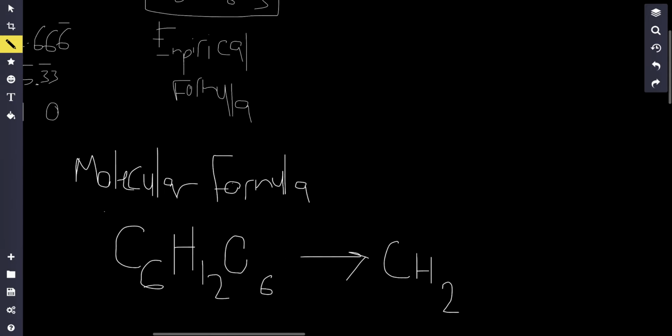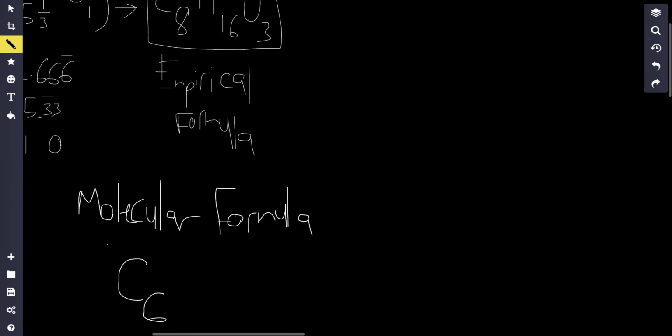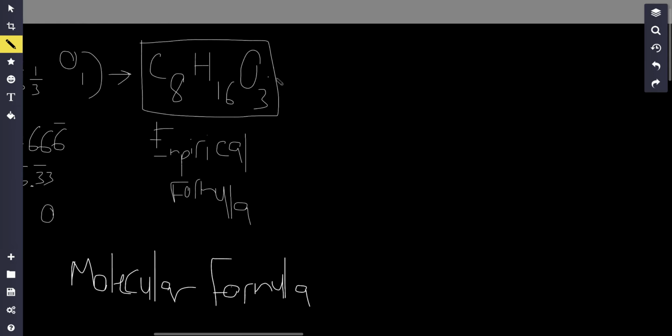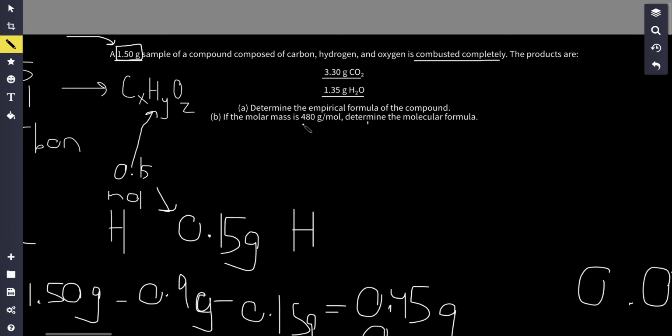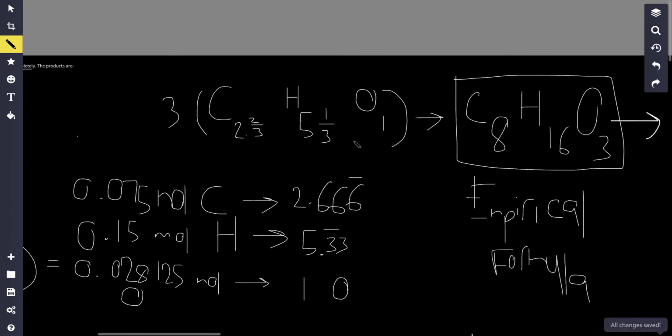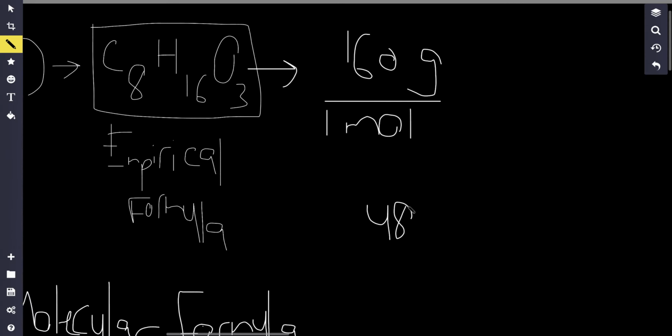So in this case, what we're going to do is calculate the molar mass for our empirical formula. And let's see what we find out. 160 grams per mole. So if I have 1 mole of this, it's going to weigh 160 grams. Notice how the molar mass for this weighs 480 grams per mole. Now, if I divide 480 by 160, I'm going to get 3, right?